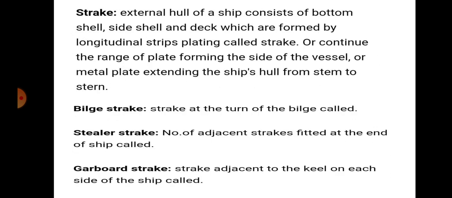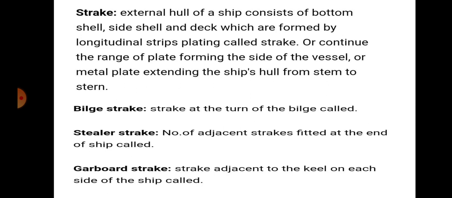Strake. The external hull of a ship consists of bottom shell, side shell and deck, which are formed by longitudinal strips of plating called strakes. A strake is a continuous range of plating forming the side of the shell, or a metal plate extending along the ship's hull from stem to stern.